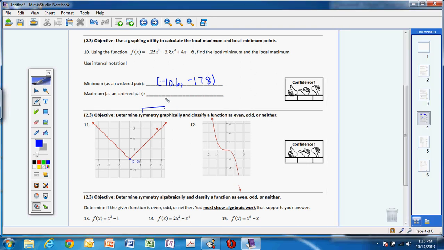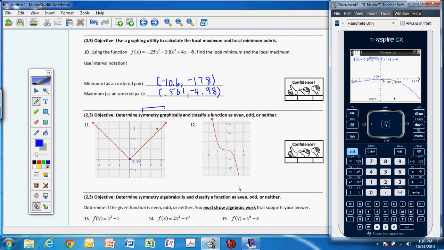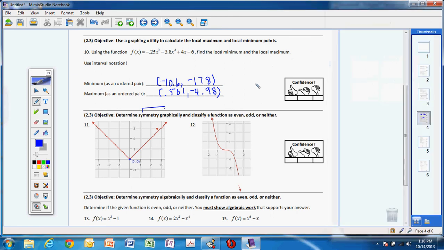So if I go back to my graph, that was at the point 0.501, comma negative 4.98. So now, as an ordered pair, I had a minimum at this point, and as a maximum, an ordered pair, that was at that point. So that's all we had to do with this part. So we just had to find the minimum and the maximum.